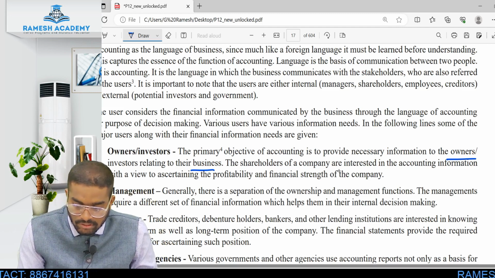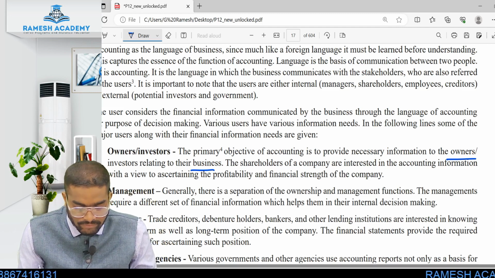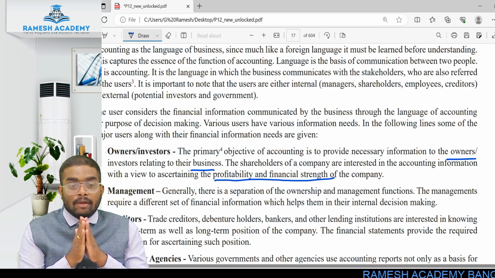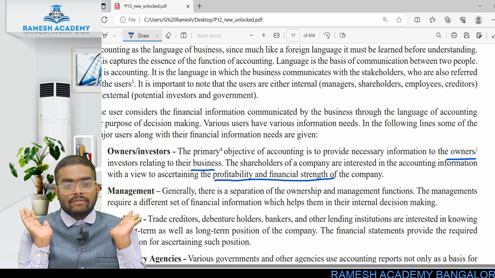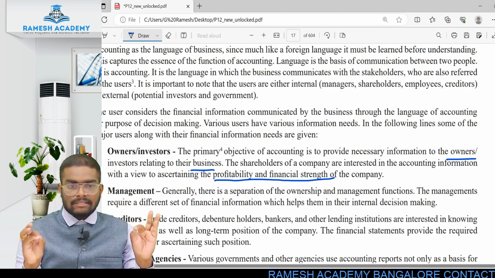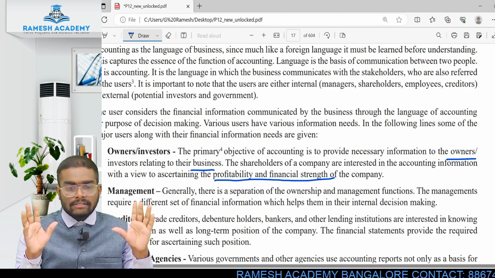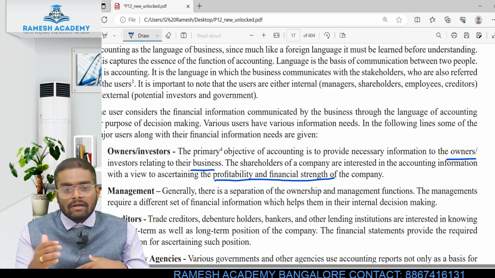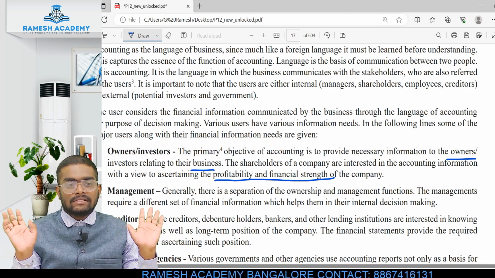Or the shareholders of a company are interested in the accounting information with a view to ascertain the profitability and the financial strength. As I told, profitability is very much concerned for the owners, as the purpose of investment is to earn profit. Every business, what we are doing is for the purpose of earning profit. Do we make any business for making loss? No, there is no such business.